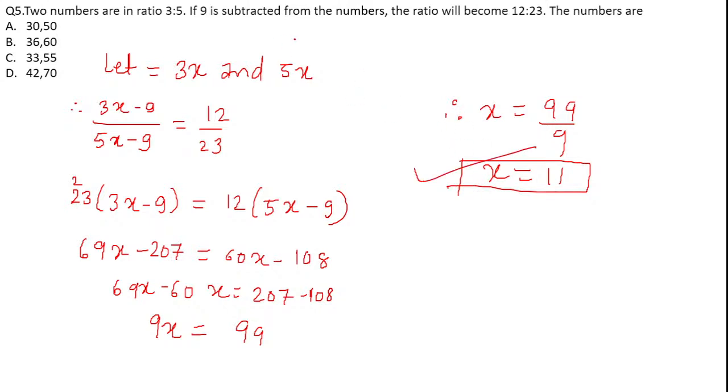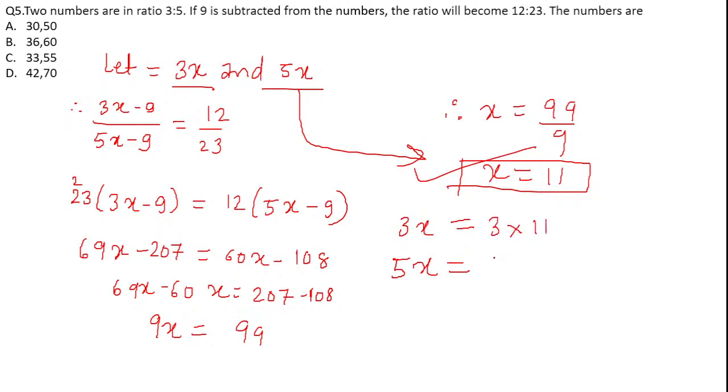Now we consider that we had two numbers, that is 3x and 5x, correct? Now we have to put the value of x in both the numbers, and by this we can find the actual numbers. So 3 into 11, 33, and 5 into 11, that is 55. So 33 and 55. Now we have to see the options. Do we have such option? So A is 30, 50, B is 36, 60, and C is 33, 55. So C is the correct option.